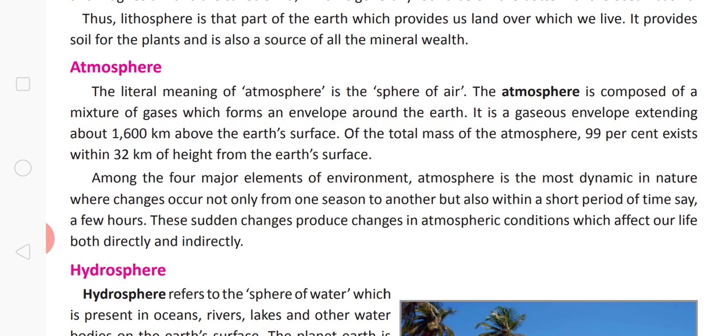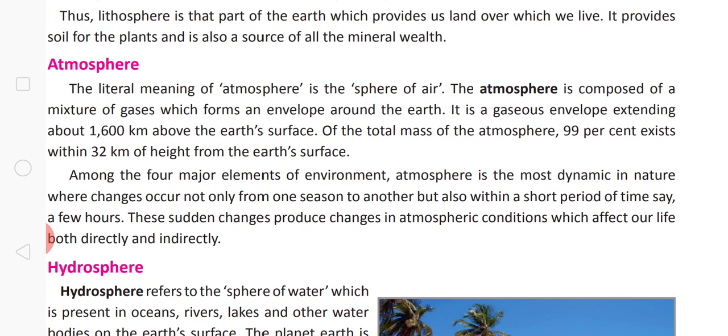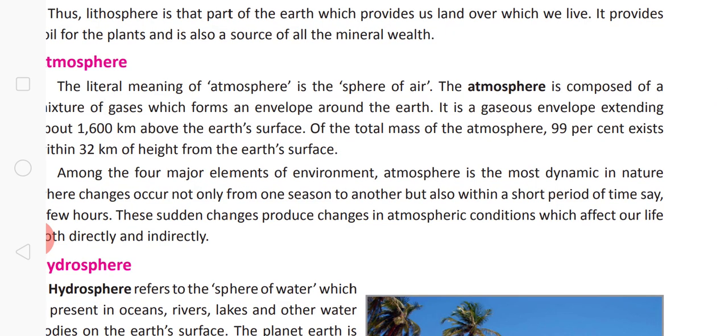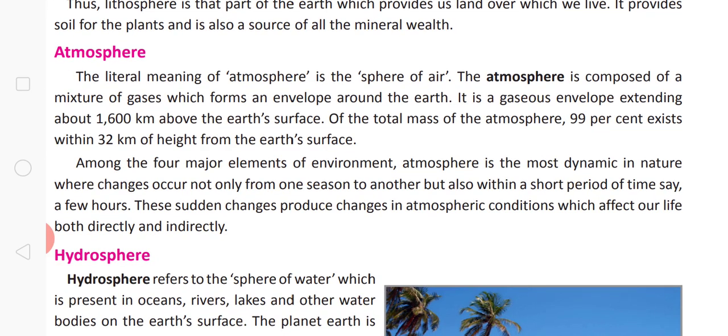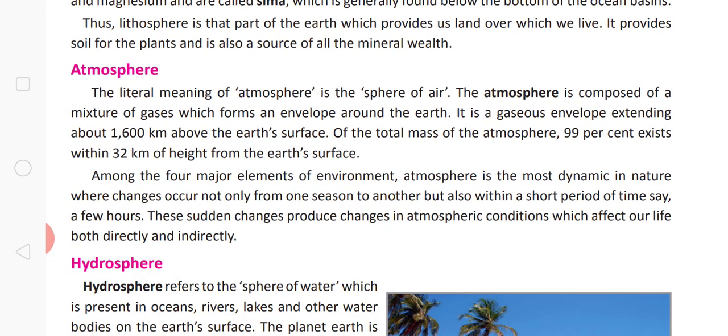The atmosphere is composed of a mixture of gases which forms an envelope around the earth. It is a gaseous envelope extending about 1600 km above the earth's surface. That means the gaseous envelope is up to the height of 1600 km only above the earth's surface. Above that there is a scarcity of oxygen or air.